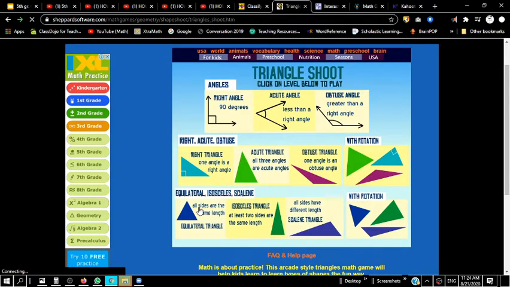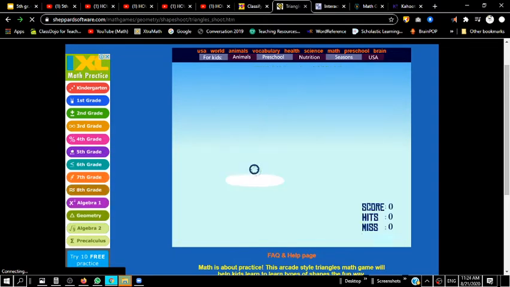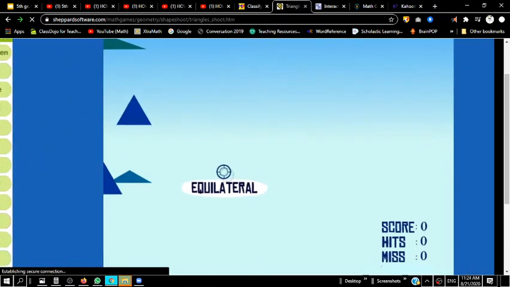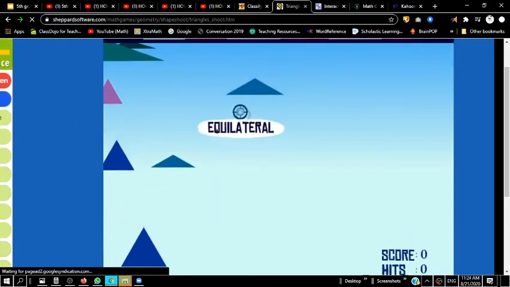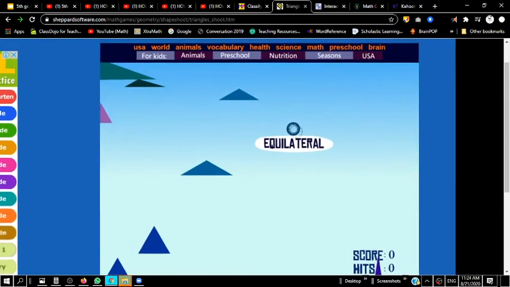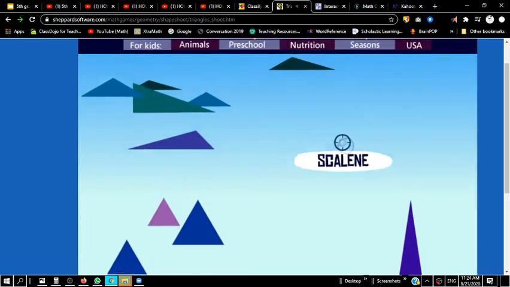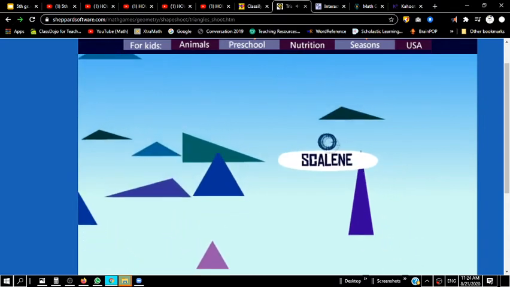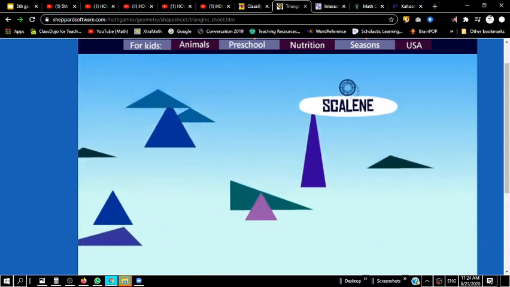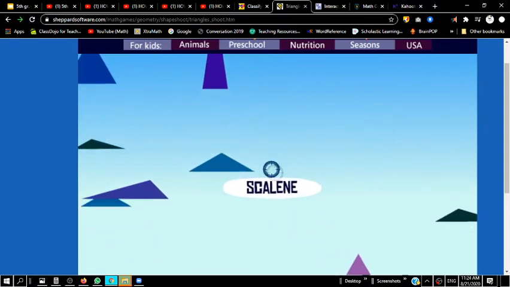What we're going to do now is classify triangles by their side measurements. Okay? So let's see if we can understand what types of triangles would be considered equilateral triangles. Remember, equilateral has all the sides that are the same. This purple one was equilateral. Scalene, remember, was all the sides are different measurements. So this one is isosceles. I'm not going to click on that one.